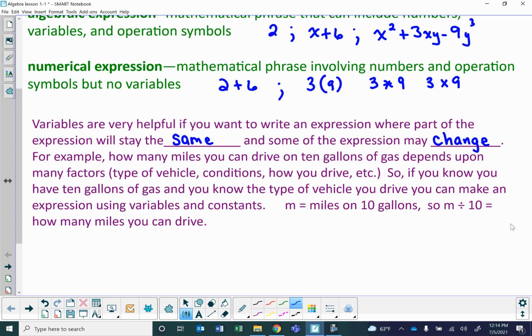For example, how many miles you can drive on 10 gallons of gas depends upon many factors: what type of car you're driving, how you drive, what type of terrain you're going over, and so on. So if you know you have 10 gallons of gas and you know the type of vehicle you drive, you can make an expression using variables and constants. If m is equal to the number of miles you can go on 10 gallons of gas, m divided by 10 is going to be the number of miles that you can drive. So your expression would be m divided by 10.